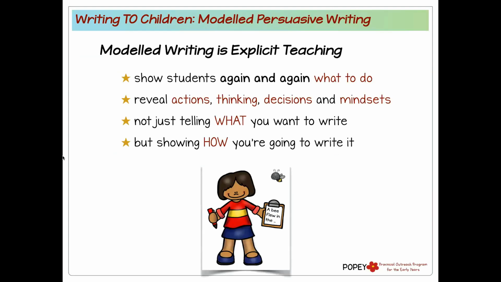We'll start, as we have the past few weeks, looking at writing to children and showing them what persuasive writing can look like by demonstrating and modeling that. This is something that doesn't just happen once in the year and then we hope they get it. It's done again and again and again. We're thinking aloud, talking aloud, revealing our thoughts, actions, decisions, and mindset as someone doing some persuasive writing. We're not just telling what we want to write, but showing how we're going to write it, with some examples that are appropriate and maybe a stretch goal for them, but attainable and relatable, giving them something to aim for.